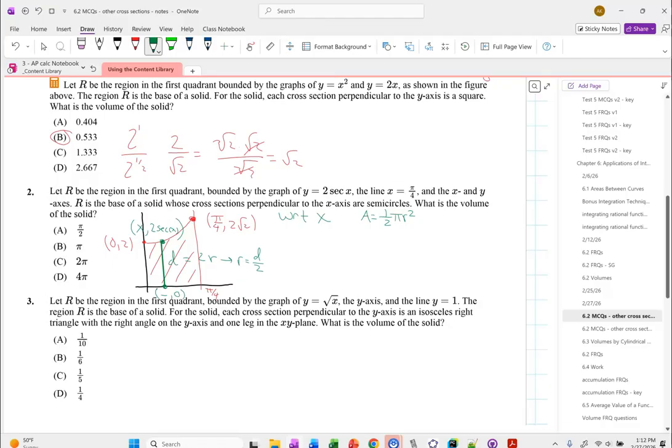So what is my radius going to be? 2 secant x over 2. The diameter is 2 secant x. Does everybody feel good? So those guys can just kind of cancel out. So my volume then, I'm ready to go, is the integral of 1/2 pi secant x squared dx. And because I'm integrating with respect to x, I start my slice at 0 and end at pi over 4.